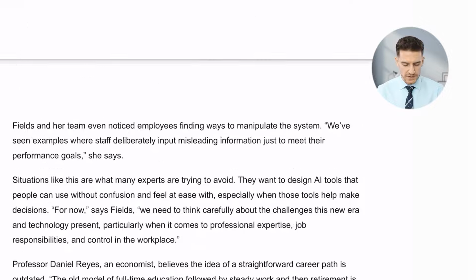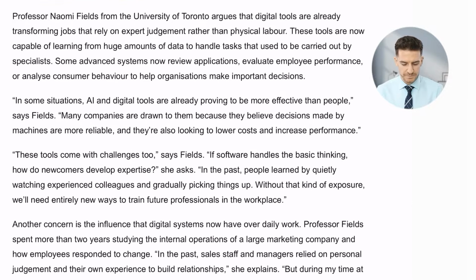So let's scroll back up here, get to the second paragraph. So you can see that it says her name straight away, Professor Naomi Fields. She says that digital tools are already transforming jobs that rely on expert judgment rather than physical labor. So what this is saying is that this is having an effect on jobs that require expert judgment or thinking rather than physical labor. So it's not affecting physical labor. Let's just keep reading and see what else it says.